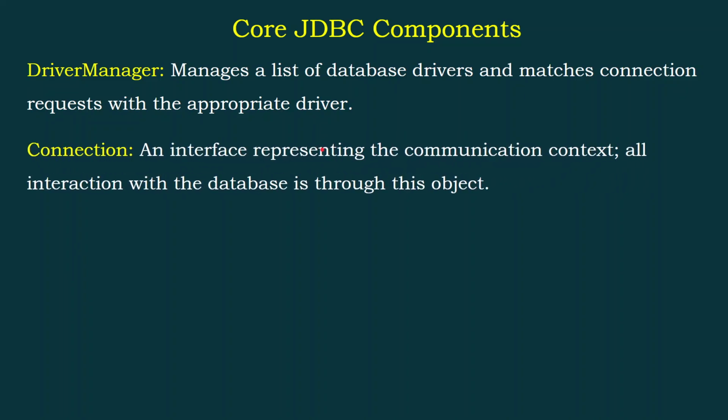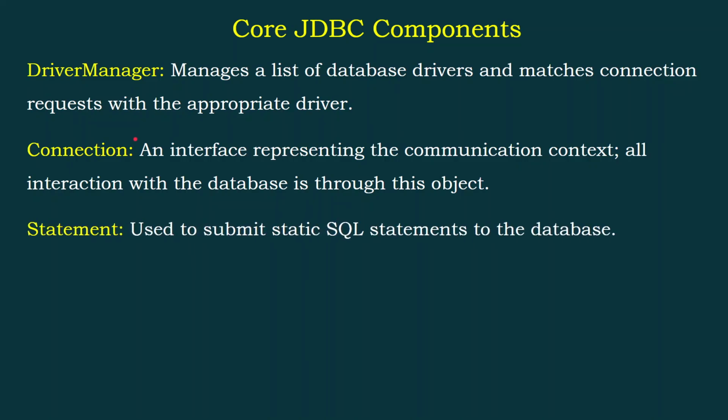The next component is the connection, an interface representing the communication context. All interaction with the database is through this object. So for any connection, we first create the connection to the database, then we send the data, then we take the data from the database. All of this is done through the component called connection, which has to be created initially to start the communication. Then the next component is the statement.